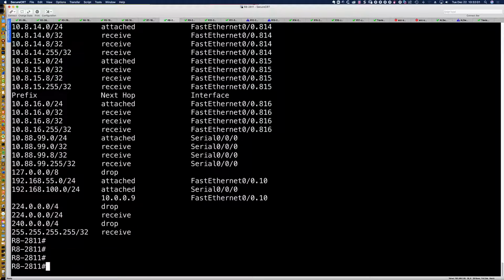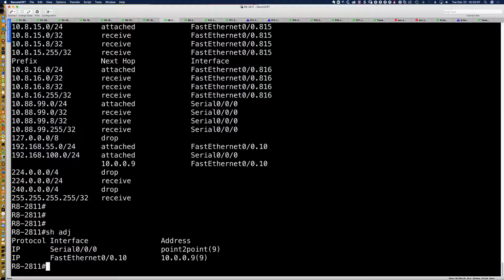So now there's also an adjacency table. So let's go ahead and say show adjacency. Now, this is a consolidated version of the information that's actually being kept in the adjacency table. You can see that the serial interface is listed as point-to-point, where an Ethernet interface actually shows the next hop address, which is 10.0.0.9. We're on router 8, which is why I know the .9 means it's router 9 out that interface. And again, I created some static routes that point out these interfaces.